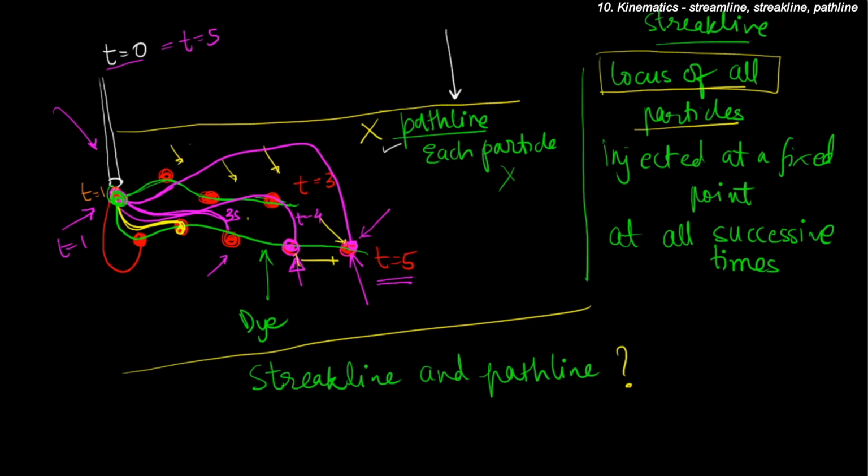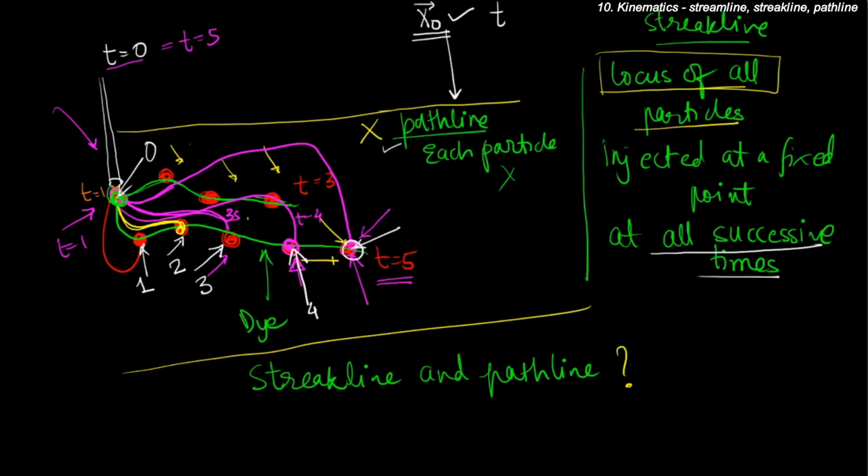The important thing is, for all the different particles, the location of injection is the same, but the initial times are different. Meaning the initial condition for this was 5 seconds earlier to this snapshot. The initial condition for this was 4 seconds earlier to the snapshot. The initial condition for this was 3 seconds prior to the snapshot, for this 2 seconds prior, for this 1 second prior, and for this it is at the instant of the snapshot, that is 0 seconds at the snapshot. So times are all successive. This is what we mean by successive times.